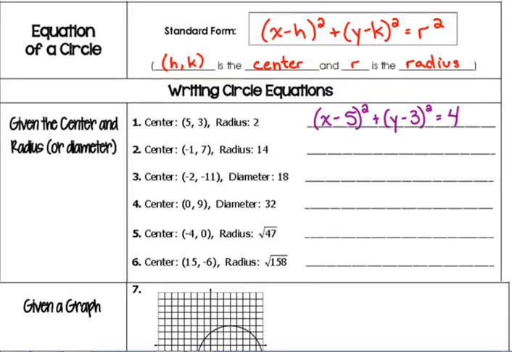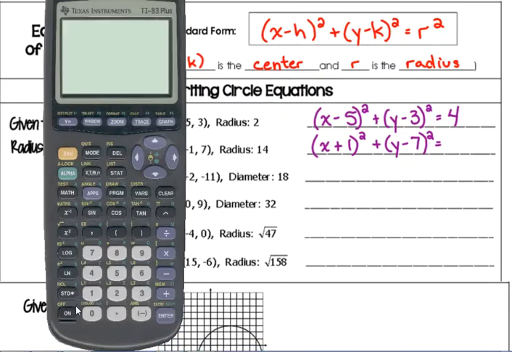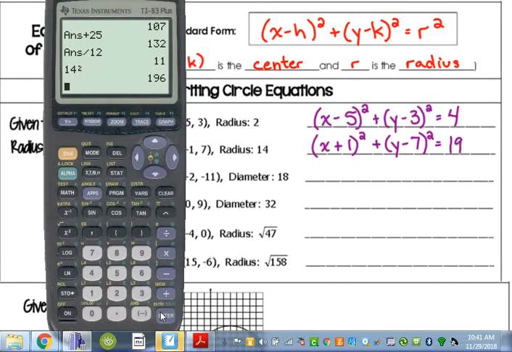Okay. Number 2, this is what I was talking about. X minus a negative 1, subtracting a negative is the same as adding a positive. So we would write that as (x + 1)² + (y − 7)² = 14², which is 196.